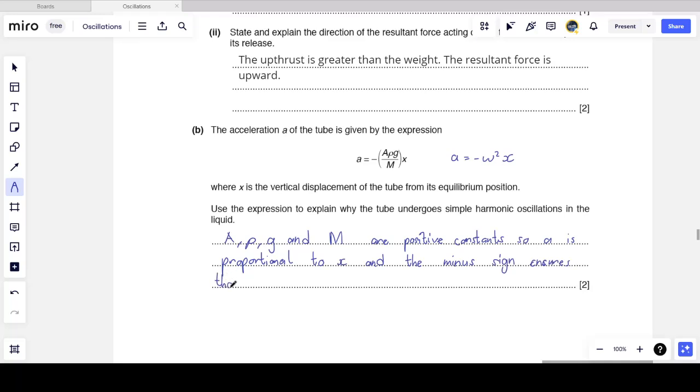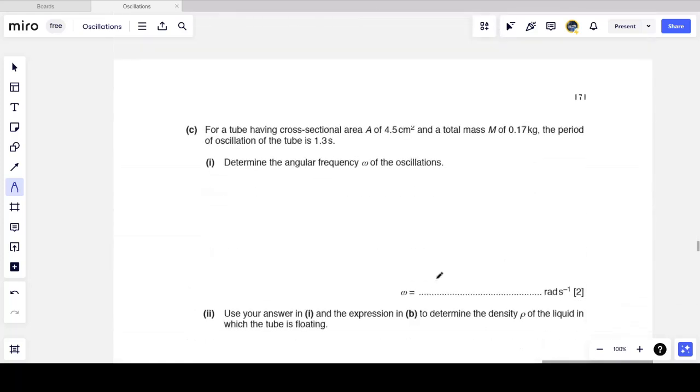So they are constants, and hence a is proportional to x, and the minus sign ensures they are in opposite directions. I added that they are positive constants because the positive constants mean a is definitely in the opposite direction to x, because the signs will always differ. Okay, so that was a 2-mark question.